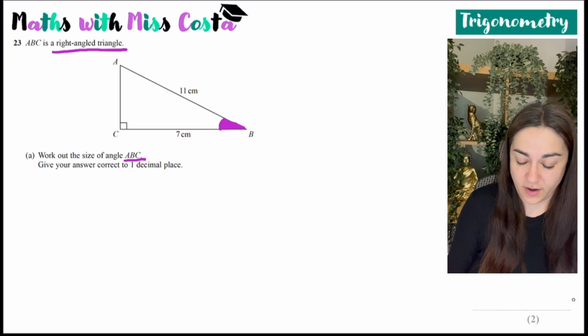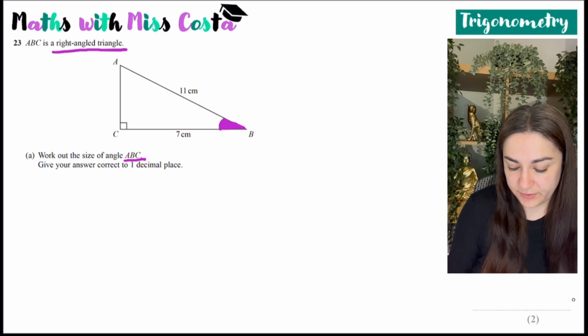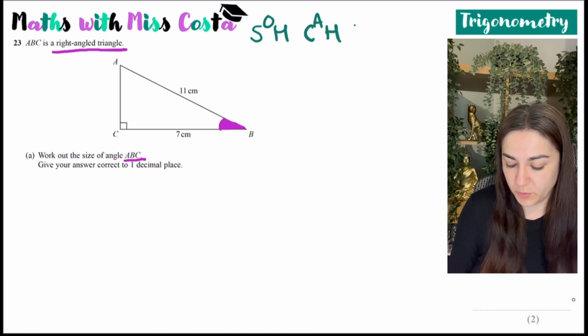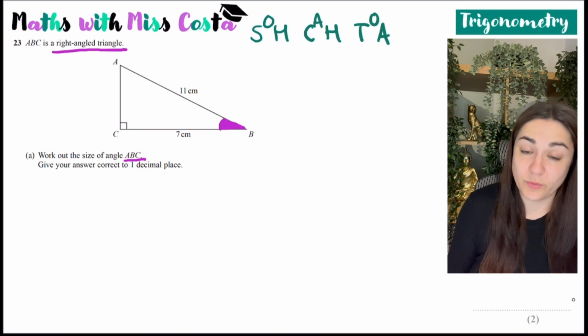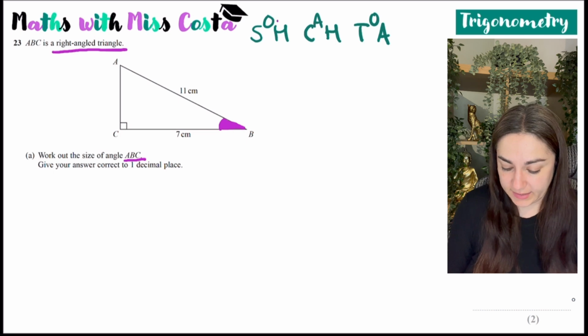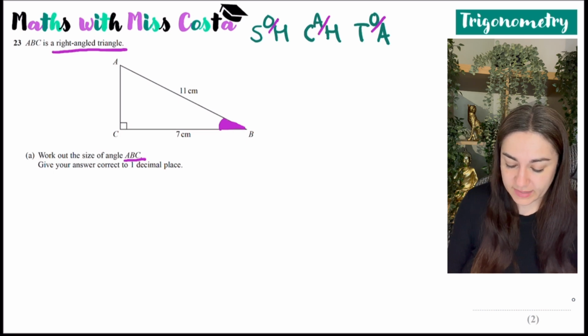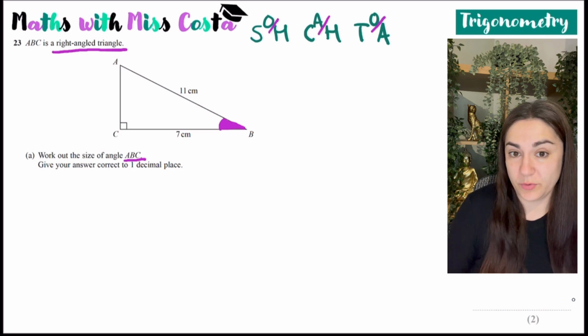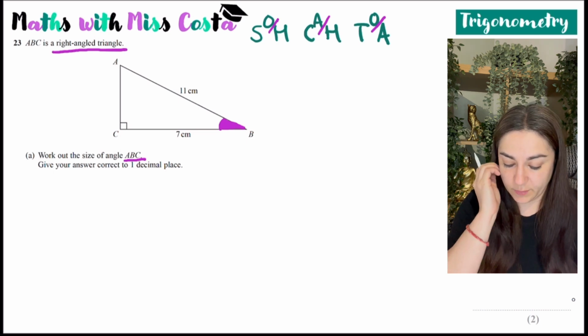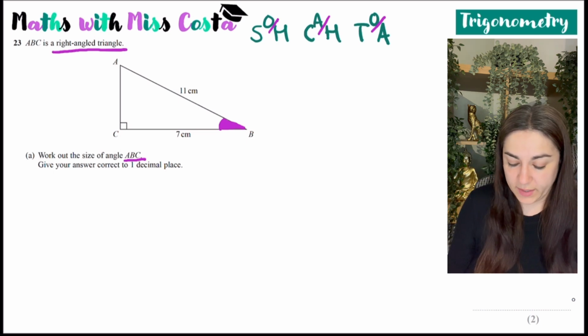And I've been given two sides and an angle, so I know I'm going to use trigonometry. Now, I would highly recommend that when you're doing trigonometry, you literally just write out SOHCAHTOA, a little mnemonic to help you remember what you need to do. So SOHCAHTOA is just there. You label your triangle. So the first thing we do is decide what is going to be the opposite side, the hypotenuse and adjacent, and that's what SOHCAHTOA represents.